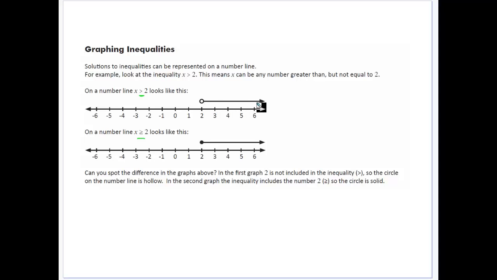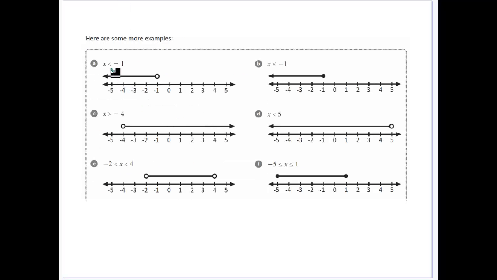An open circle only means it's not equal to 2. It's just every number greater than 2, so right up to 2, but not including 2. This one will be right up to 2, but including 2. So that's how these ones look. So x is less than -1, open circle, and we're going to the left of -1. Greater than or equal to -1, closed circle, and we go to the left. Greater than -4, open circle at -4, go to the right. Less than 5, open circle, go to the left.